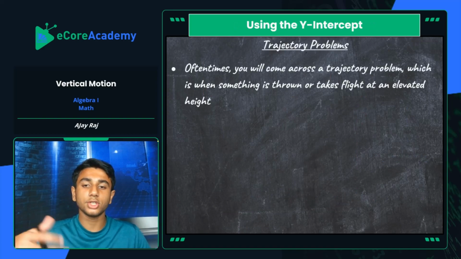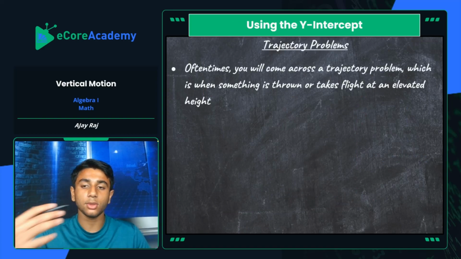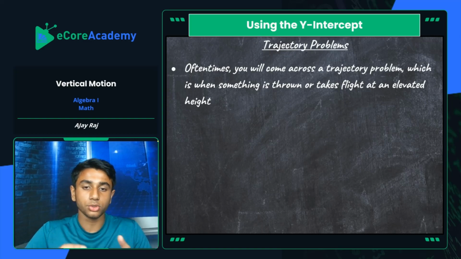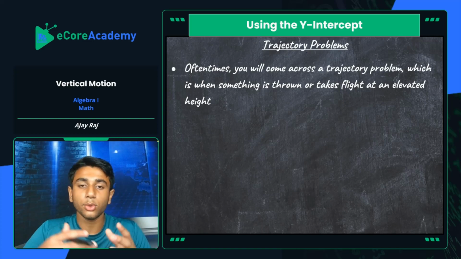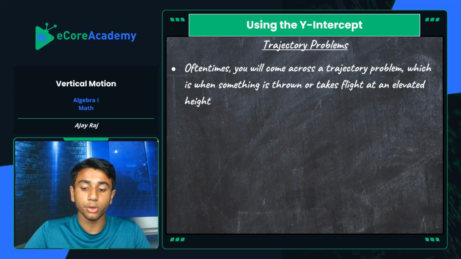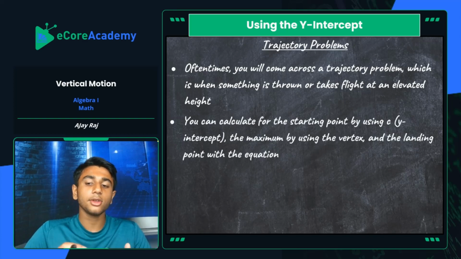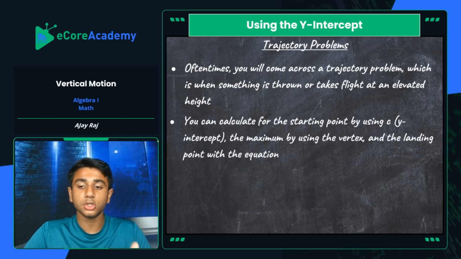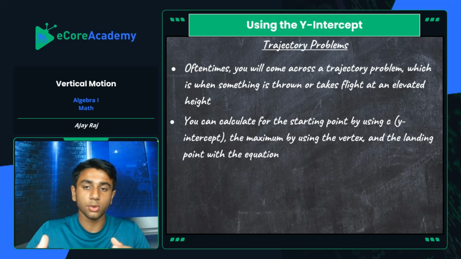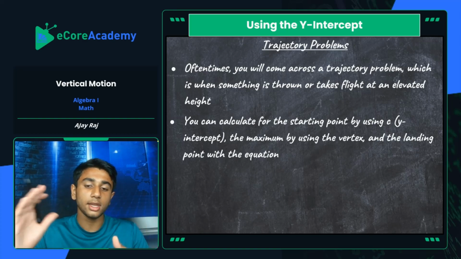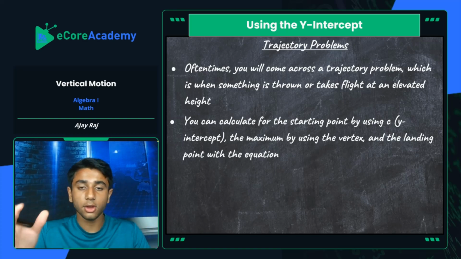So now let's take a look at trajectory problems that involve using the y-intercept. This is really what vertical motion is, and this is what we looked at in the previous video. Oftentimes with trajectory problems, you're going to come across problems where something is thrown or takes flight at an elevated height. That's why you always have an initial height in your vertical motion equation. So you can calculate the starting point by using c, which is the y-intercept, just as shown in the standard form equation. It's going to be that initial height that's already given there, s.